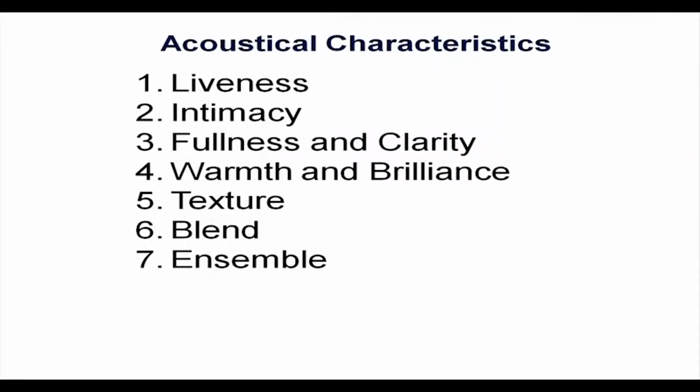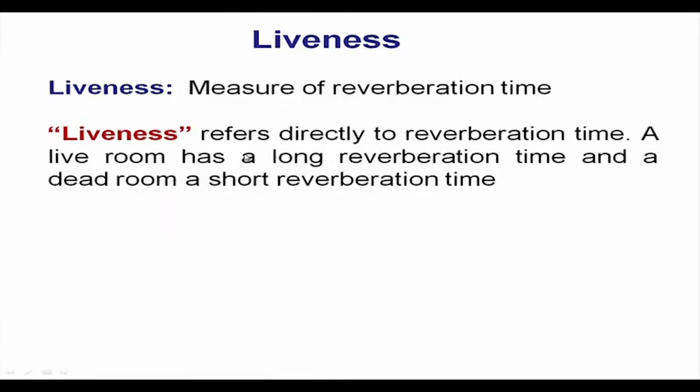Then there are some acoustic parameters for any acoustic room, some measurement parameters. One is called liveness, intimacy, fullness or clarity, warmth or brilliance, texture, blend, ensemble. So, these are the 7 acoustic parameters which we have to know, which define the quality of the acoustic treatment of the room. So, what is liveness?